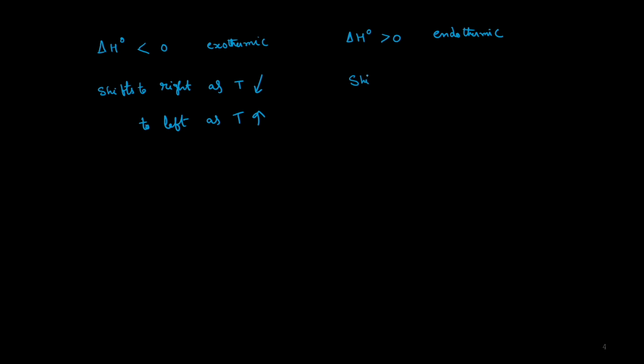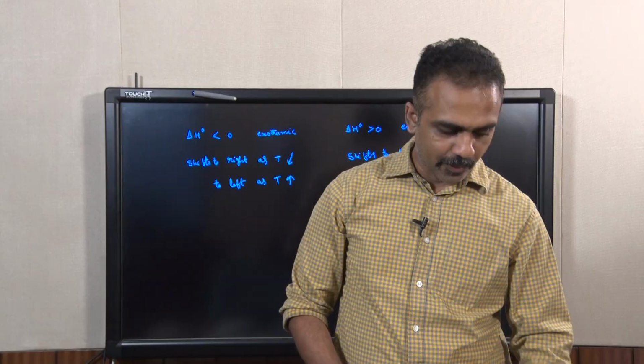And in this case, the equilibrium shifts to the left as temperature is decreased. The equilibrium shifts to the right as temperature is increased. This is the case for an endothermic reaction. And if you think about it, this is what we call Le Chatelier's principle, which we usually come across in physical chemistry. This is where it comes from, right?